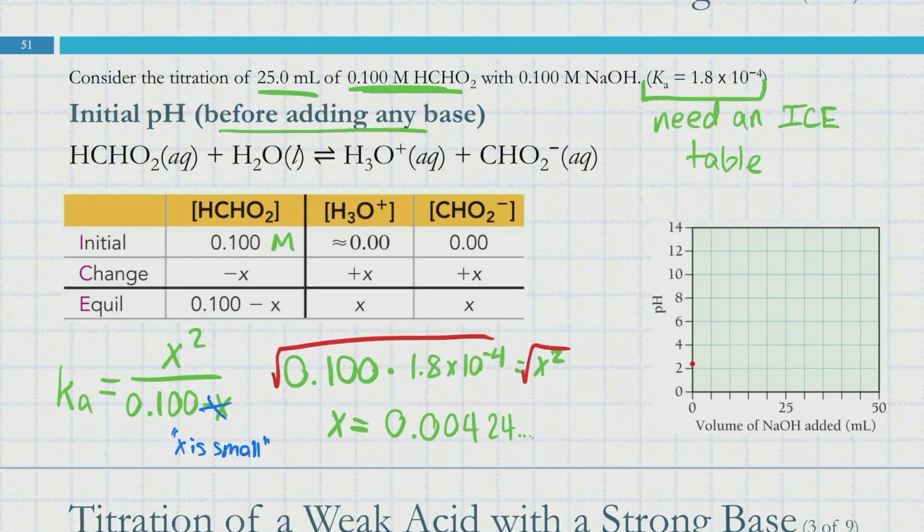0.00424, which is the same as our H3O plus concentration. So pH is 2.37 or thereabouts.